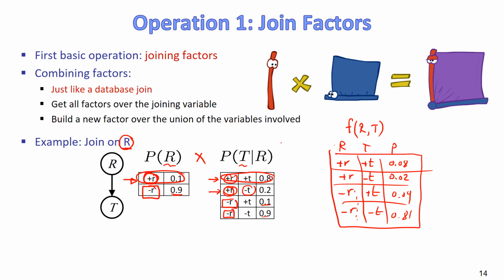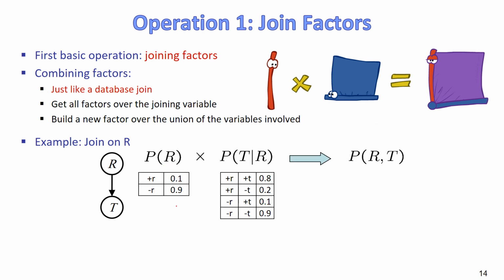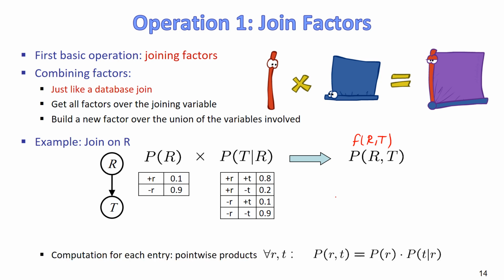Any question about joining? So out of this, now we have F of R. Usually you say F of R and T, but here it is actually the probability. That's the joint probability. But generally we can just use F because it might not be a probability distribution. And that's the table that we get.